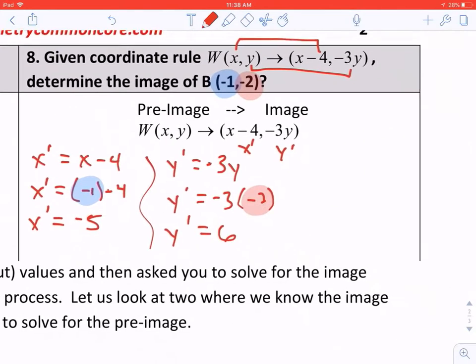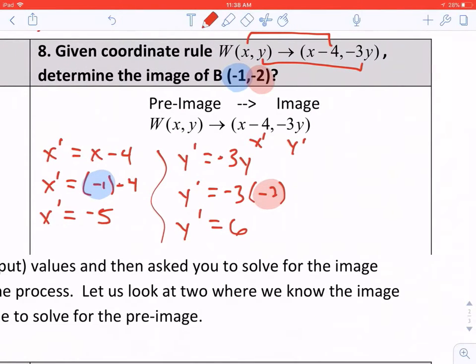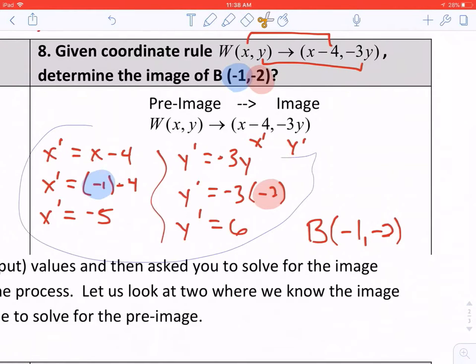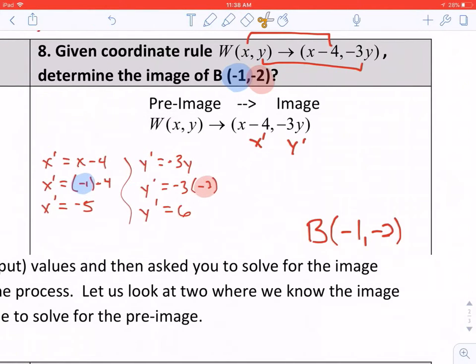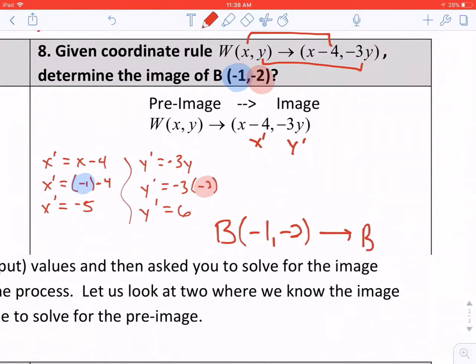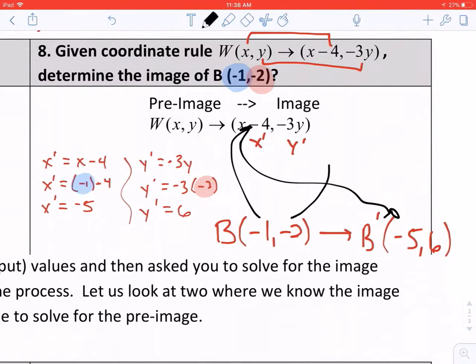So to sum up, we had this ordered pair for B. It was negative 1, negative 2. We used this coordinate rule, W, and by using it, we transformed this into B prime, who has coordinates negative 5, 6. Long story longer, we took a negative 1 and subtracted 4 from it and got negative 5. Took a negative 2 and multiplied it by negative 3 and we got 6.